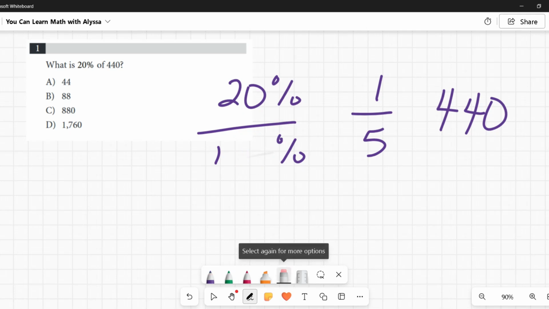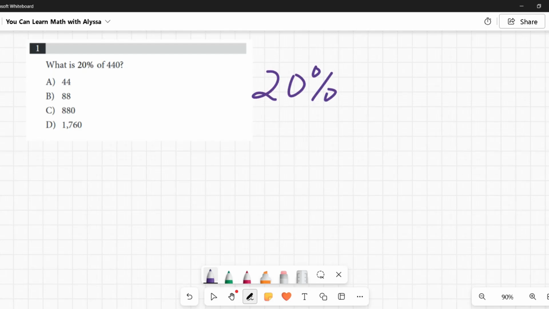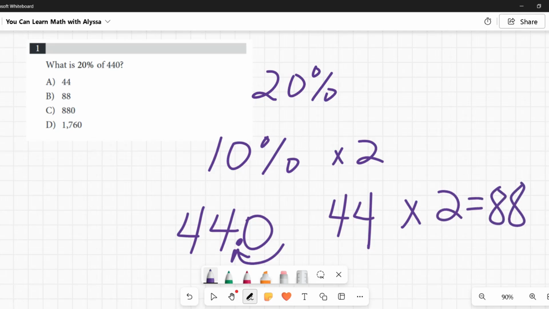And yet a third way you can do it, just throwing all these ways out at you, is you can say 20% is like 10% times 2. So what is 10% of 440? To take 10% of anything, you just move the decimal place over one spot. So that would be 44. And then you just multiply by 2. 44 times 2 is 88. All of these methods will give you 88.